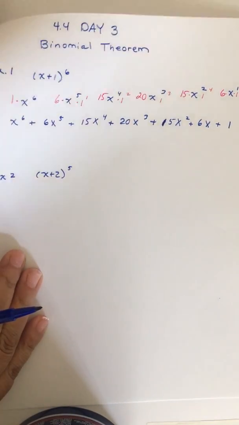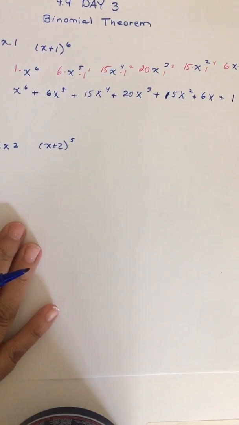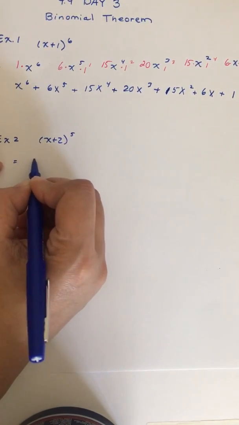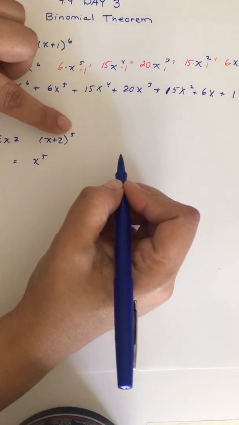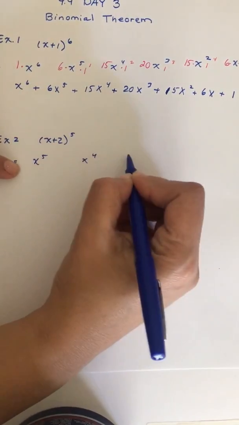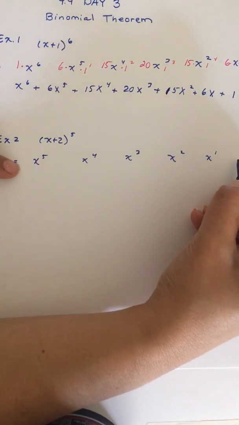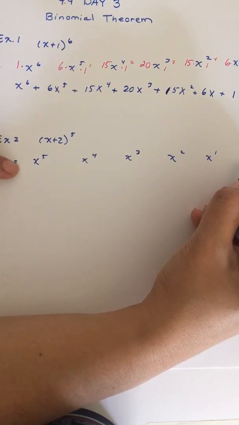All right, (x + 2)^5. Same thing. Using Pascal's triangle, you want to expand this. So I'm going to start with x to the 5th, because that's the degree. And then I go down in decreasing order, until you get down to x to the 0.